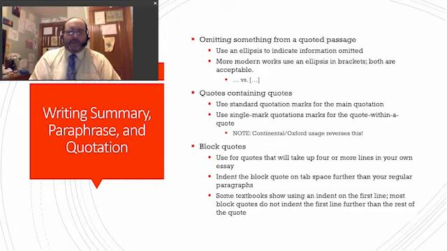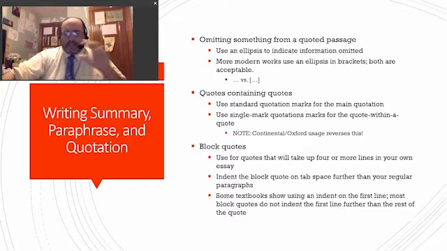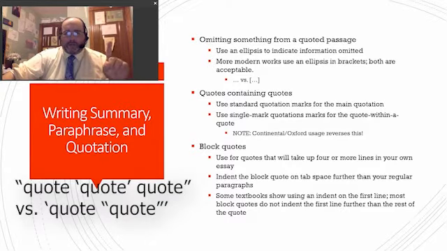Then we have quotes containing quotes. You want to use standard quotation marks for the main quotation, followed by single quotation marks for the quote within a quote. But one thing to keep in mind is if you at any point find yourself quoting something that is British or written in what I call continental English or possibly Oxford English, which contains self-contained quotes, continental and Oxford English reverses the order of quotation marks. So normally the main quotation mark you use is the 2 quotes followed by the 1 quote. In continental English, it's the other way around. Single quote for main quotes, double quotes for quote within a quote.